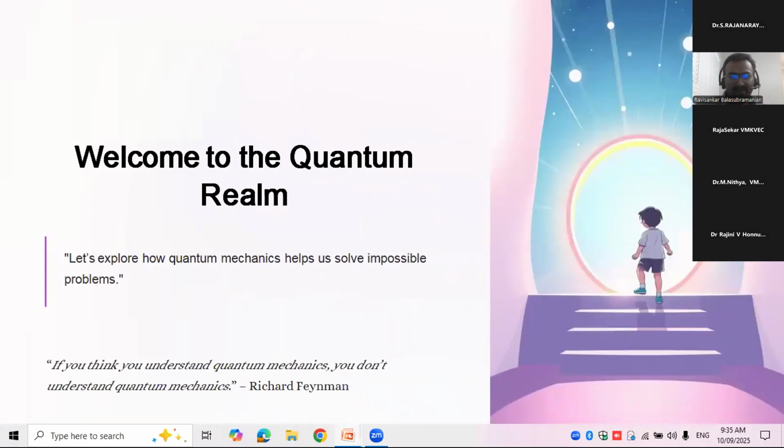This PPT is prepared from the beginning. It starts with the quantum basics, so that it will refresh your quantum basic understanding, and then we can see how it is solving the problem. So let's explore how quantum mechanics helps us to solve impossible problems. If you search quantum computing in Google or anywhere, the first thing you will see is a famous quote from Richard Feynman: if you think you understand quantum mechanics, then you don't understand quantum mechanics. So there are more things to learn about quantum mechanics. Don't think we have understood it; there are still a lot of things to understand, so we have to think a lot.